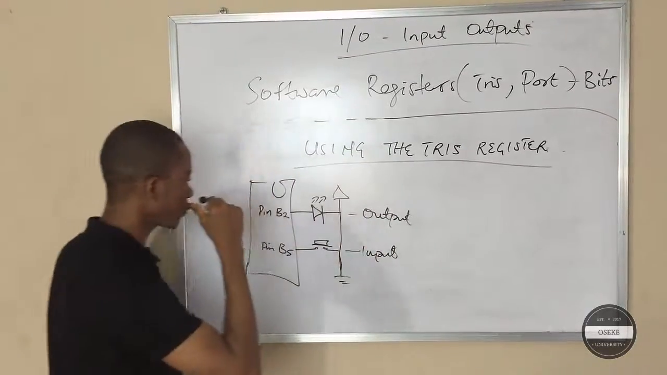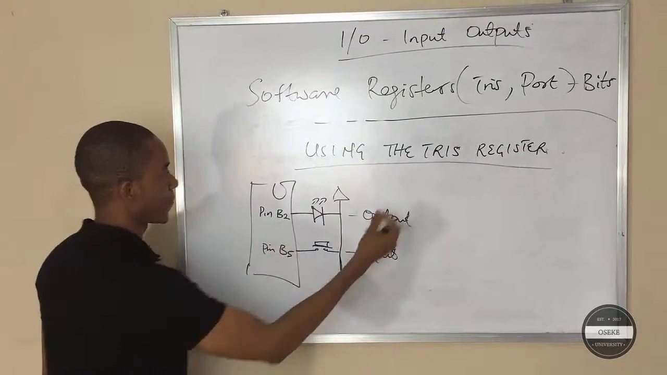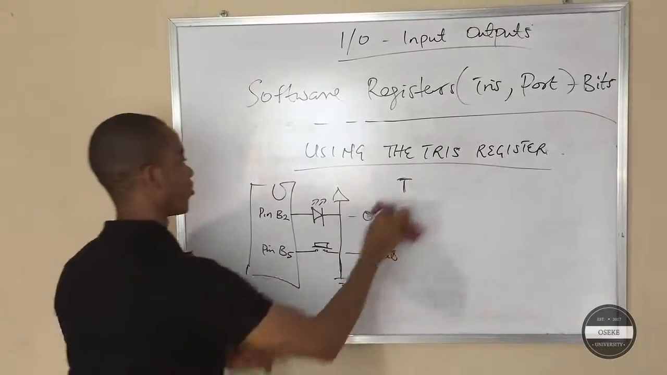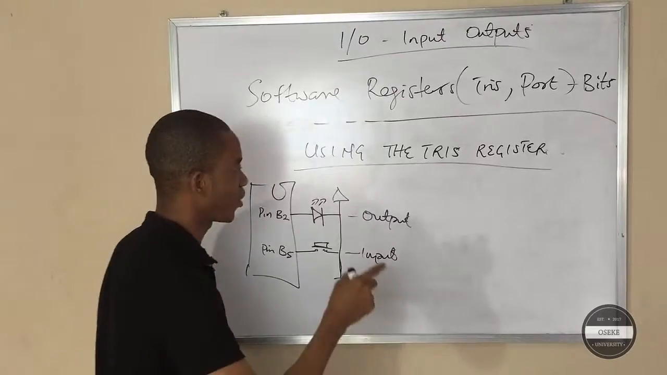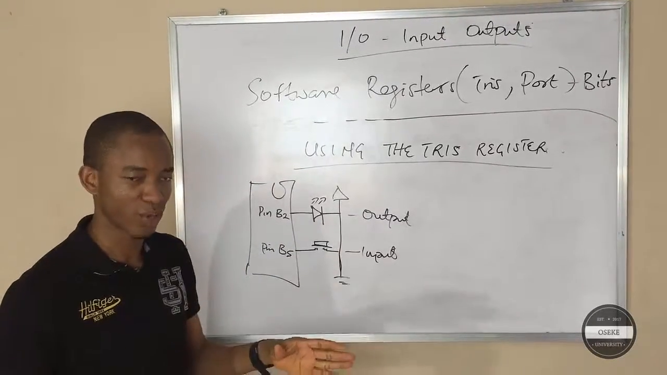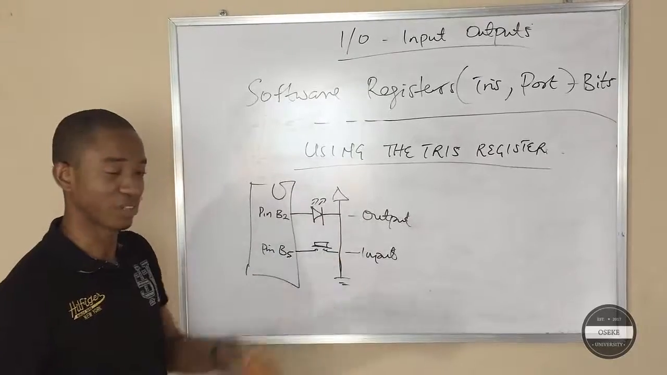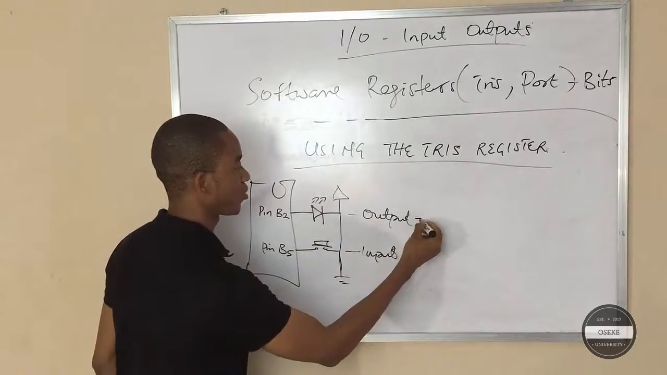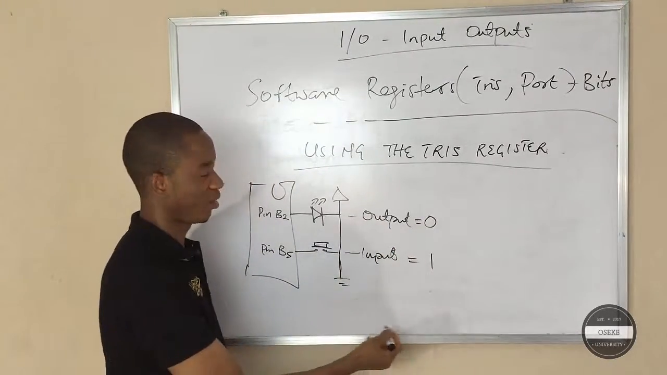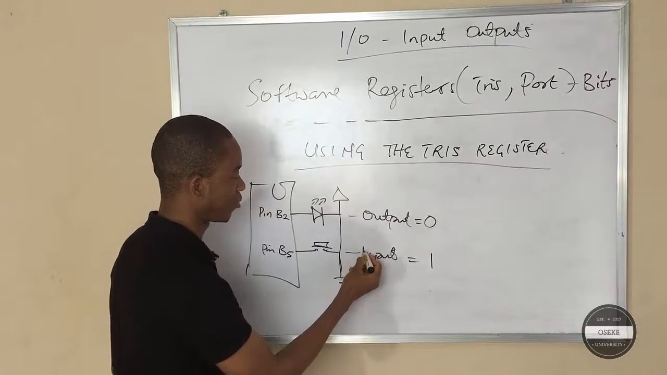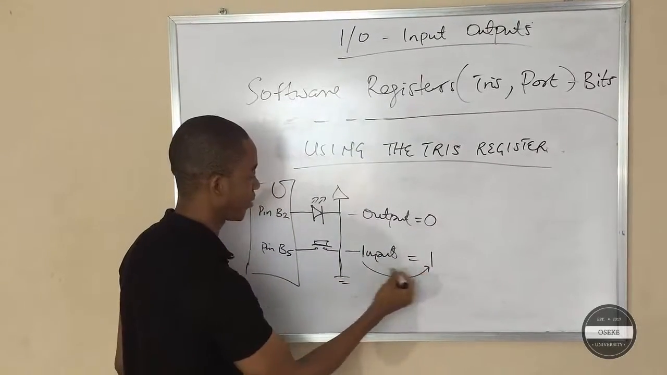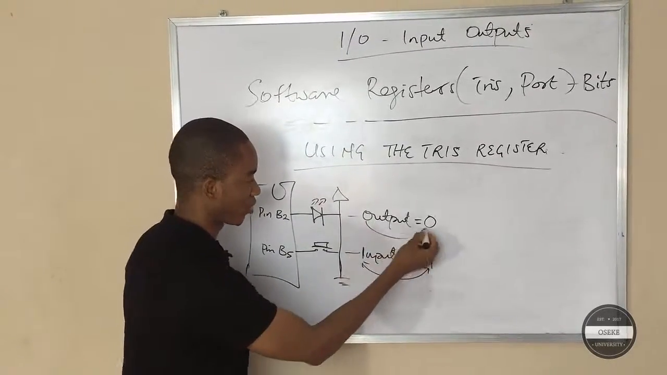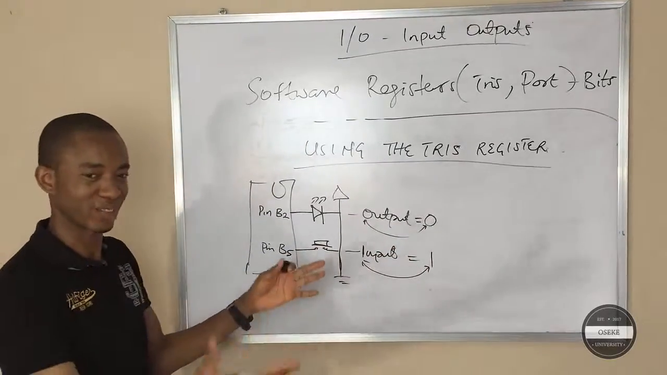It's very simple. First of all, you say trace. But there's one more thing I need to tell you before we go ahead: when you want to configure a pin as output, you write 0 to it. And when you want to configure a pin as input, you write 1 to it. It's very simple. Output 0, input 1. The I in input looks like the 1 you're writing to the trace bit, and the O in output looks like the 0 you're writing. So it's very difficult to forget.